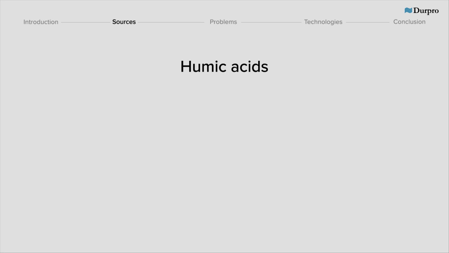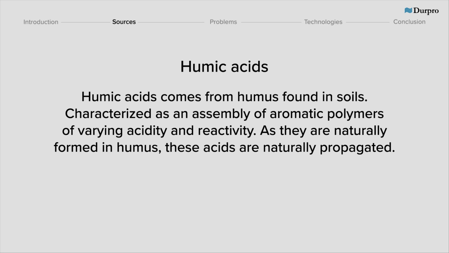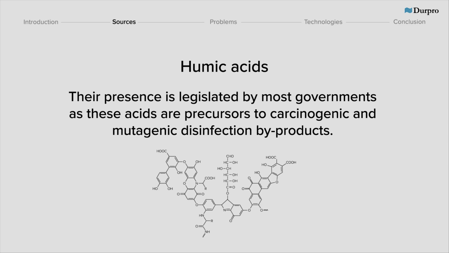Humic acids. These acids, which are not well understood, come from humus found in soils, characterized as an assembly of aromatic polymers of varying acidity and reactivity. As they are naturally formed in humus, these acids are naturally propagated. Although there is no evidence that they are hazardous to consumption or equipment, their presence is legislated by most governments, as these acids are precursors to carcinogenic and mutagenic disinfection byproducts.